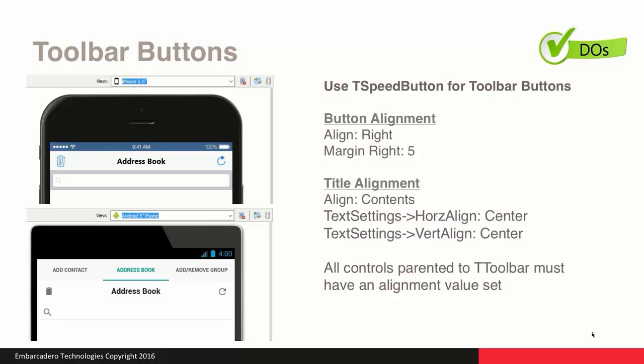When you're using both titles, for example, Address Book, along with buttons, you want to make sure that the Align property for the TLabel control, the title in this case, is set to Contents, and that the text settings HorizontalAlignment and VerticalAlignment properties are set to Center. All controls that are parented to TToolbar must have an alignment value set. And if you set the Align property to Contents for the TLabel for the title, you ensure that everything is laid out and aligned properly along with the icons that you're using.